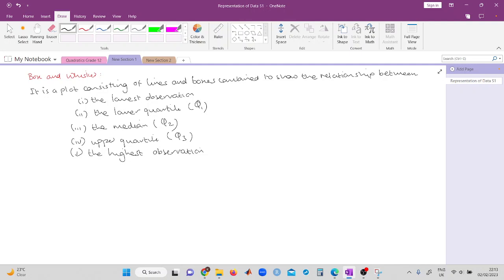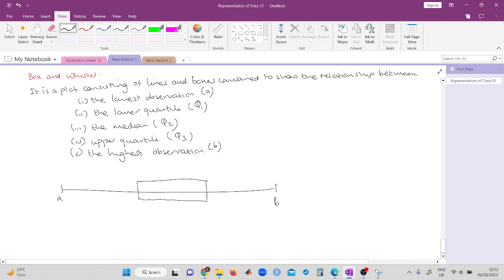So that is the definition of a box and whisker. In principle it is drawn on a line. Here is my first observation, A, and here B. This is the lowest observation, and the highest observation, which is B. Then in my box, here we have Q1, here Q2, and there Q3.